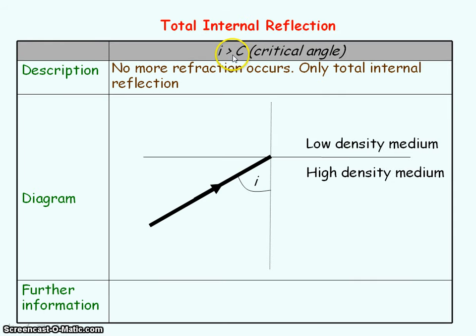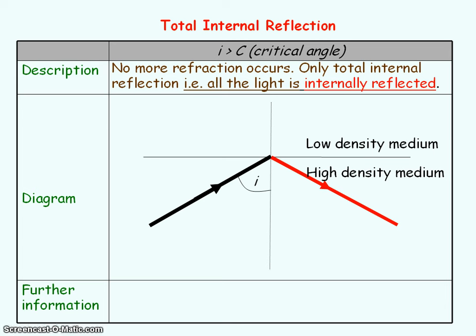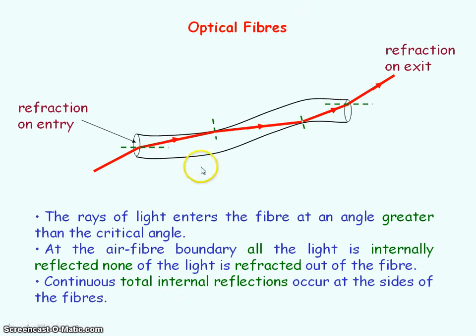When the angle of incidence is greater than the critical angle, then no more refraction occurs. We only have total internal reflection. That is, all the light is internally reflected. And total internal reflection occurs in optical fibres, where there will be continuous total internal reflections at the sides of the fibre.